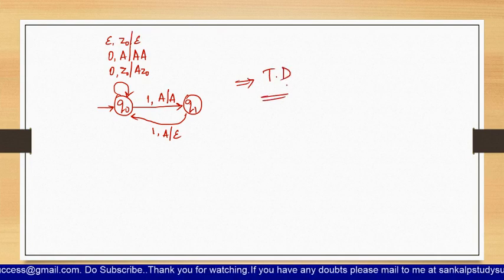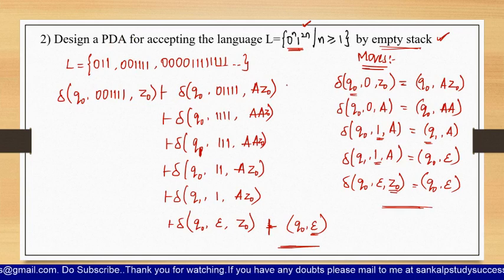In this way we have to draw the transition diagram for the push down automaton by considering the instantaneous descriptions.